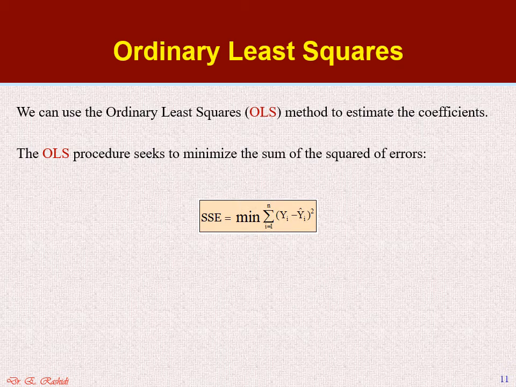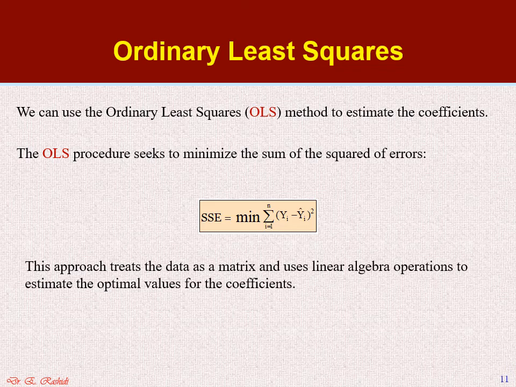So the OLS method, the ordinary least squares method, finds the coefficients of the line, the intercept and the slope, such that the sum of the squares of errors given by the model through our data is minimized. This approach treats the data as a matrix and uses linear algebra operations to estimate the optimal values of the coefficients such that the error is minimized.